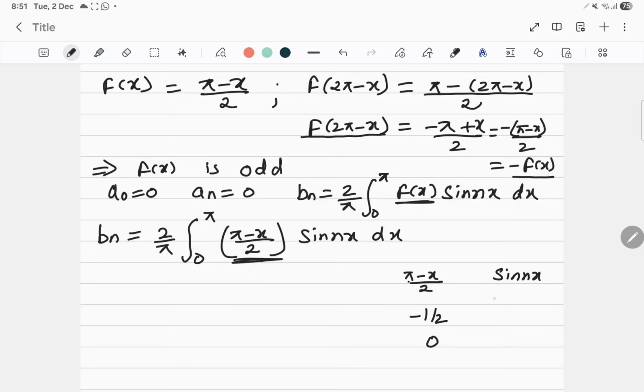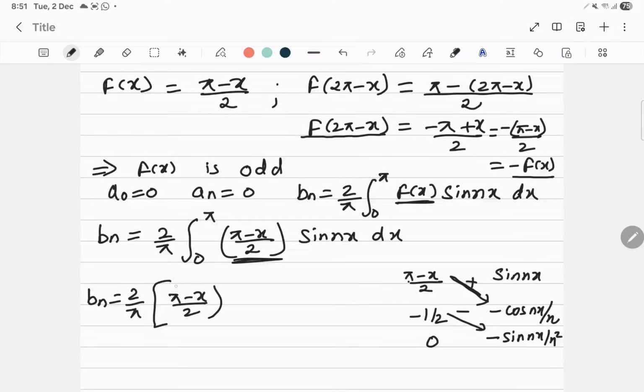What is the integration of sin nx? Minus cos nx by n. What is the integration of this, cos nx by n? So it will be minus sin nx by n square. Correct? Now make these cross lines plus and minus. So my bn is equal to 2 by pi, and the integral I'll write like this. See, the first arrow says (pi minus x) upon 2, one negative sign, cos nx by n.